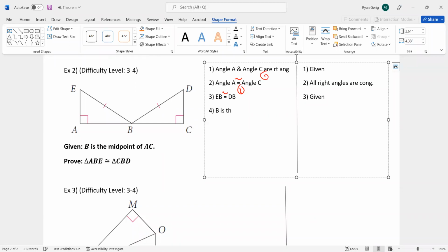B is the midpoint. I'm not just making that up. It's the midpoint of AC. That was given to me in the words. What does that mean? Well, if B is the midpoint, it cuts something in half, right? B is the midpoint of AC, so those got cut in half. So I can say AB is congruent to CB. I use the definition of midpoint to say that. And that's my third piece.